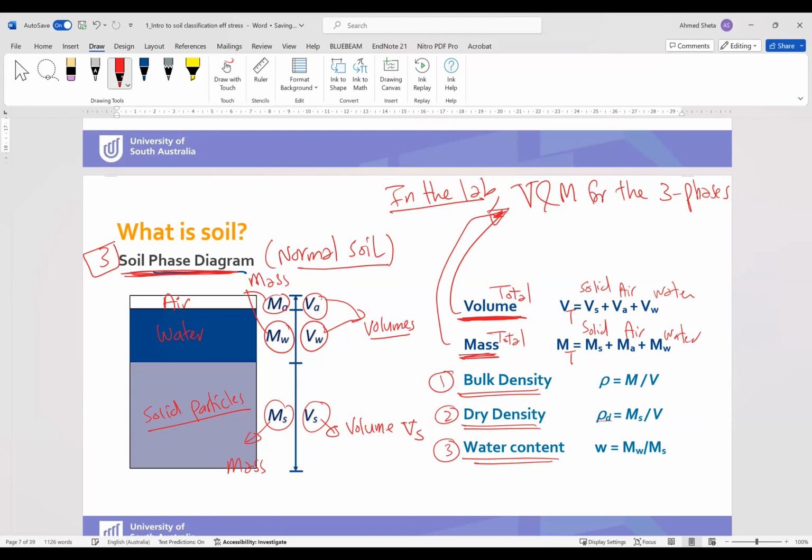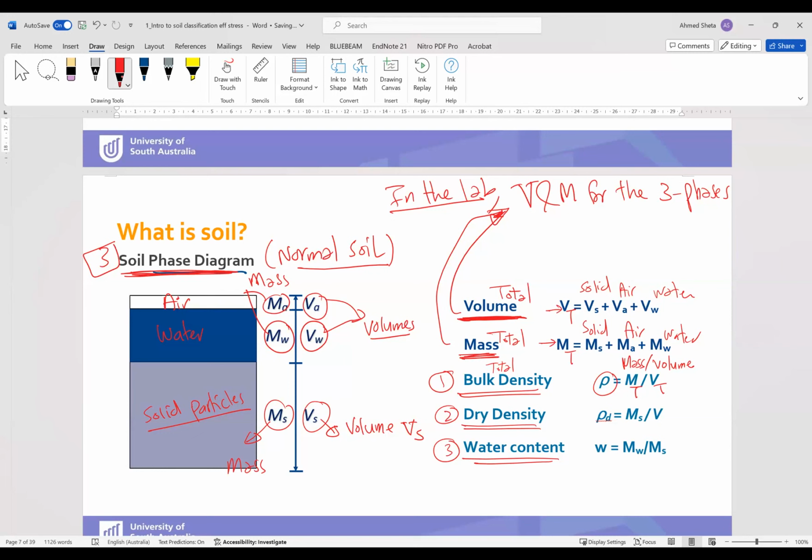From your previous study, what is the definition of the term density? Density is the mass over volume. So bulk means total. So if we need to find the total density, what is the total density? Thank you, Ren. It is the total mass over total volume. So rho equals MT over VT, where MT and VT are from the previous step.